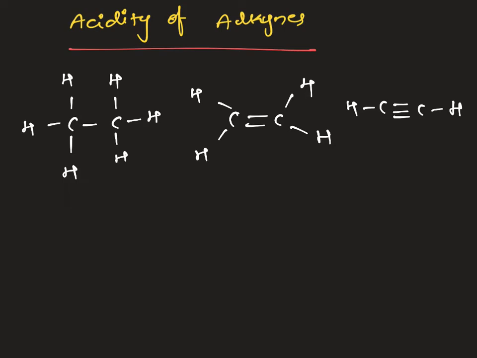So here, why are these hydrogens acidic in nature? Acidic means it releases H plus. H plus donors are called acids. Particularly, why do we see this in the case of alkynes, and not in alkenes and alkanes? This can be understood by the hybridization concept.